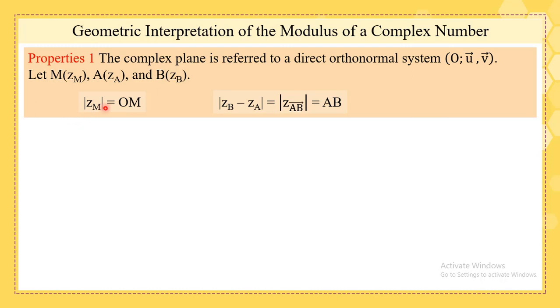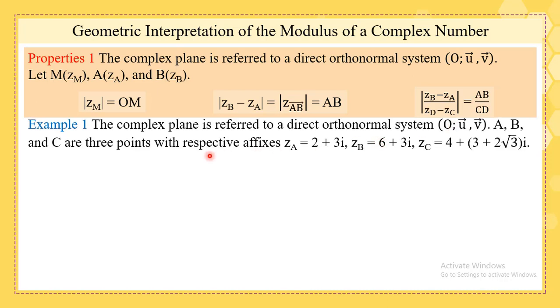So in case we just have one letter, the modulus would be interpreted as OM, and in case we have two letters, as we see here, the modulus will be interpreted as the distance from A to B or the distance from B to A. Well, what do we have here? In fact, we have here the ratio of AB over CD, and if we apply the properties of moduli, we're going to get this result.